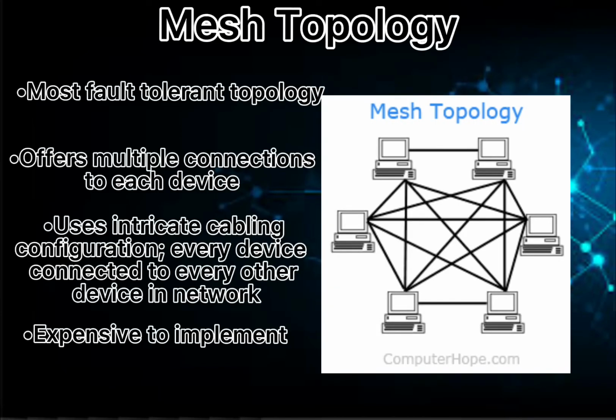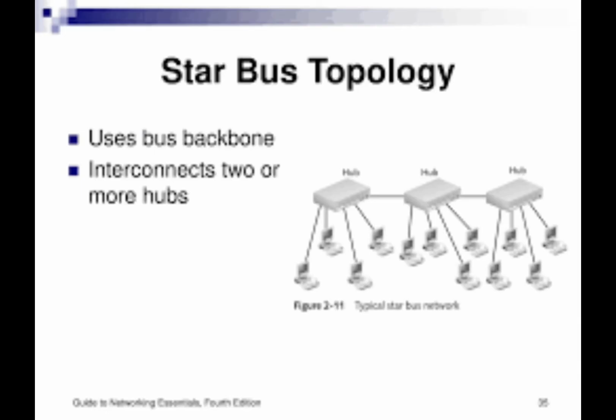The second is mesh topology. A mesh network topology is the most fault-tolerant but also the most expensive. Connecting each device in a network to every other device in the network creates a mesh network topology. Any single cable or device failure in a mesh configuration affects network performance only minimally because multiple connections exist to each device.